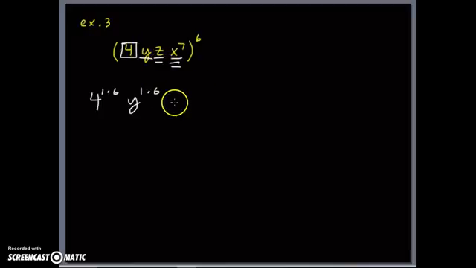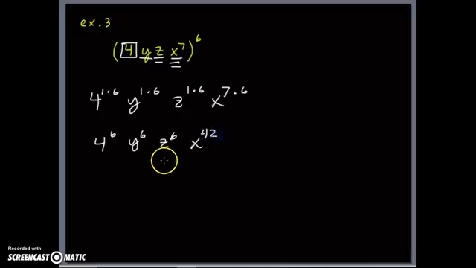Example number 3. I'm going to go a little bit faster now. So we've got 4, y, z, and x. We can write this as 4 y to the first times 6. See, they don't have numbers, so then we know the exponent is 1. And x to the 7th, 2 times the 6th. So we can rewrite our multiplication as 4 to the 6th power, y to the 6th power, z to the 6th power, and x to the 42nd power.